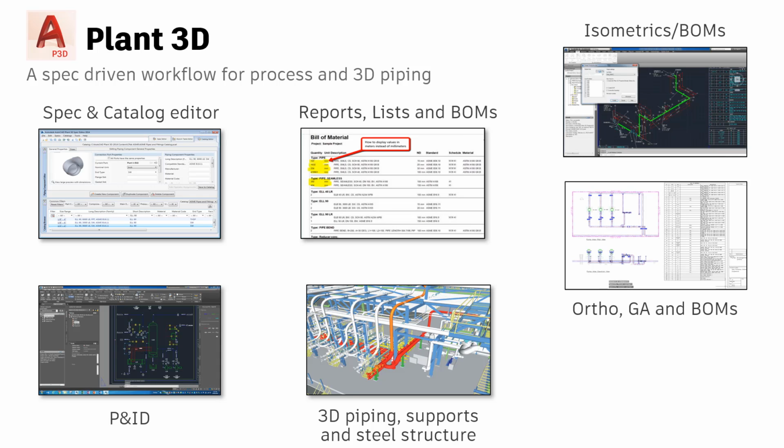Out of the process drawing and also the 3D models, the 3D piping drawings, we can of course extract reports, list, and bill of materials, as you can see it here. And as a final deliverable, we can generate directly isometrics and the associated bill of materials. And we can also add drawings that we call orthographic drawings for general arrangements and associated bill of materials.